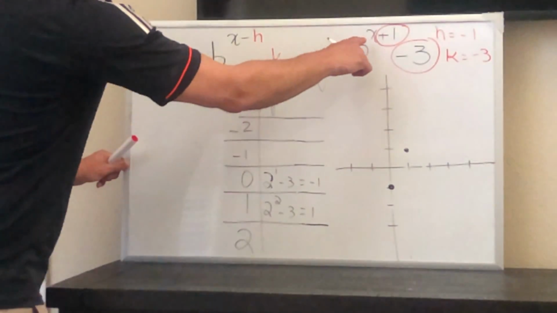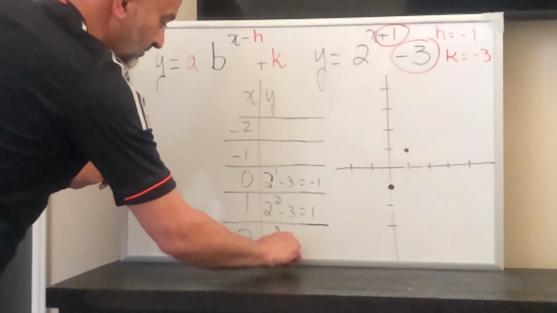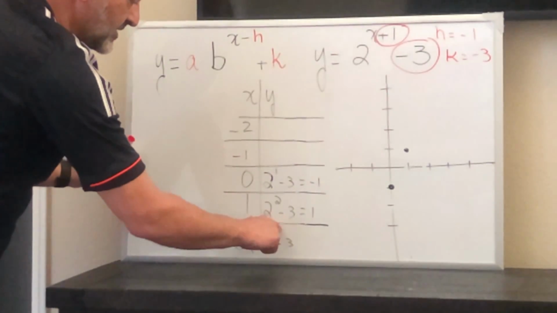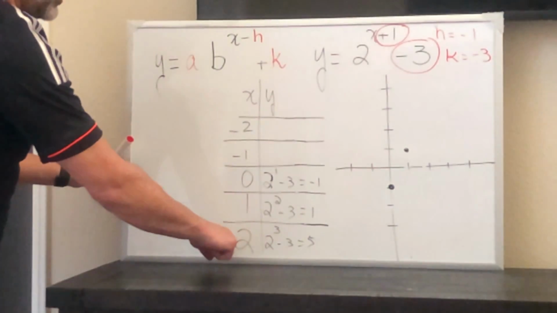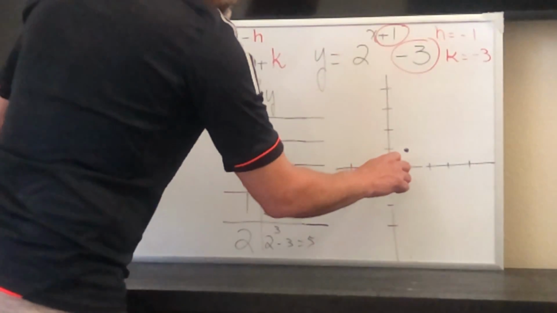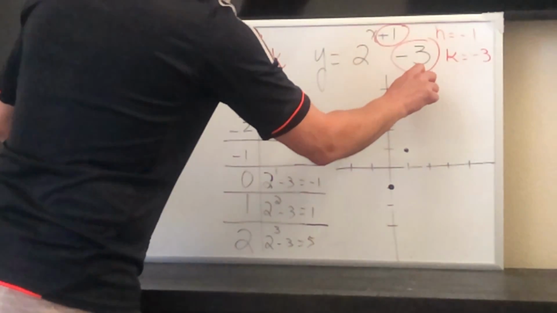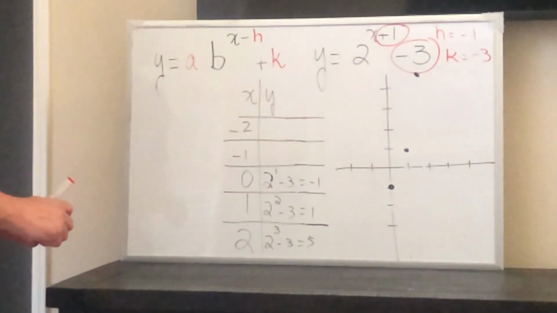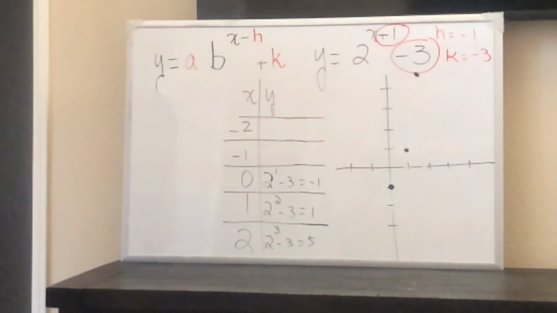When x is 2, 2 plus 1 is 3. 2 to the power of 3 minus 3. 2 cubed is 8, 8 minus 3 is 5. So when x is 2, we get 5. Fast growing function. The right end behavior is positive infinity.